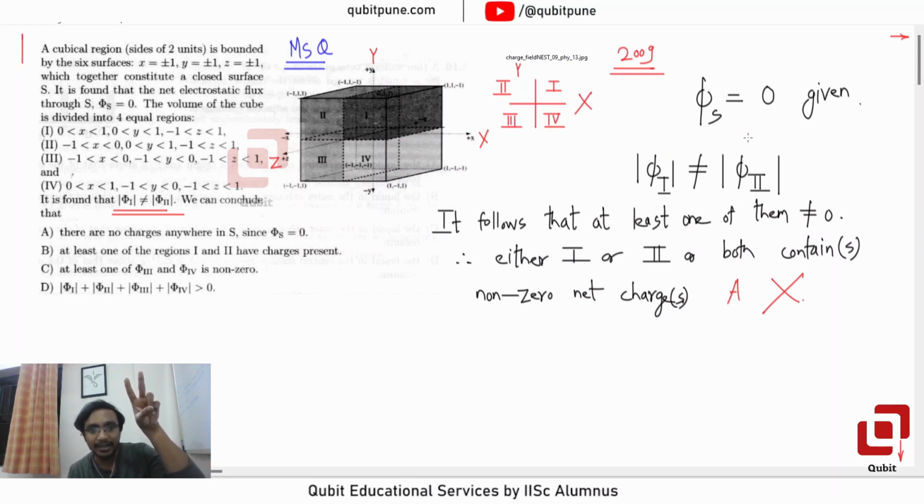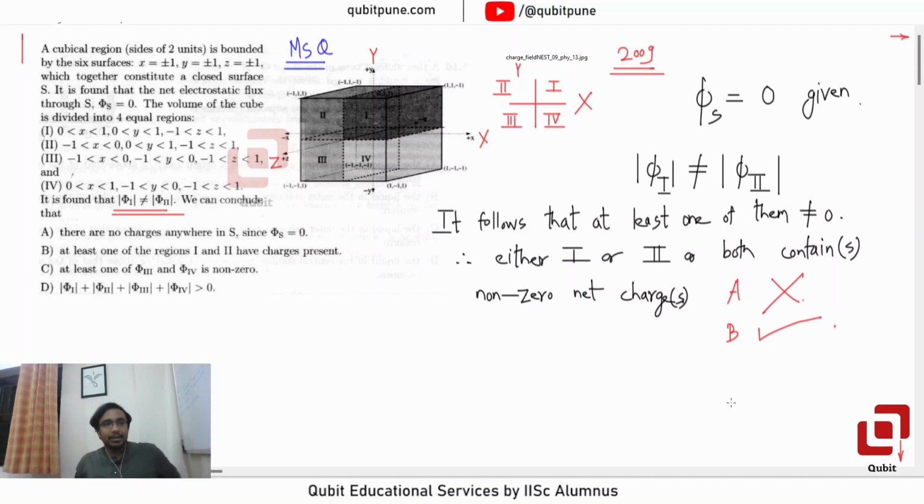Is option B right? At least one of the regions 1 and 2 have charges present? Yes. Because that's where mathematics is going to help you. When I say mod of phi 1 is not equal to mod of phi 2, I am inherently saying that at least one of them should be non-zero. By Gauss law, it follows that one of them should enclose a non-zero net charge.